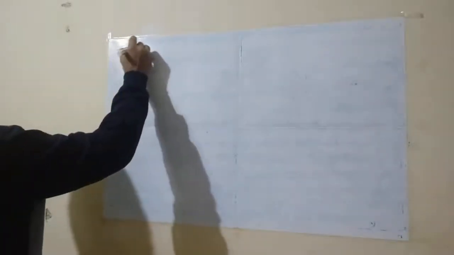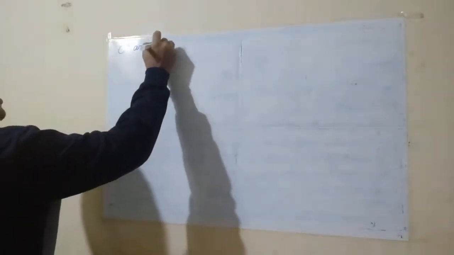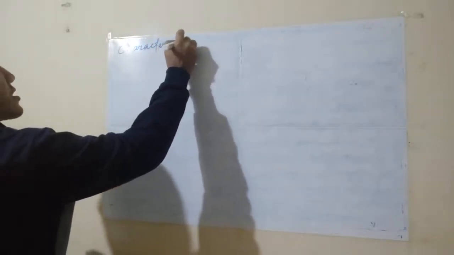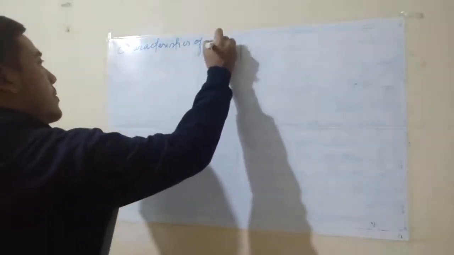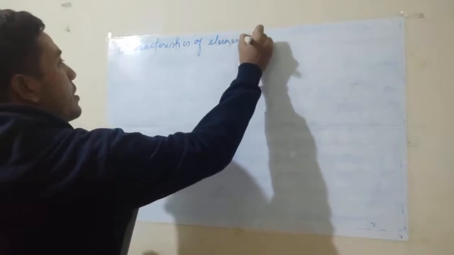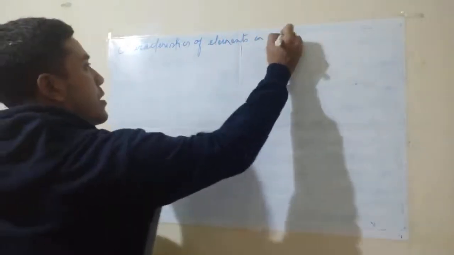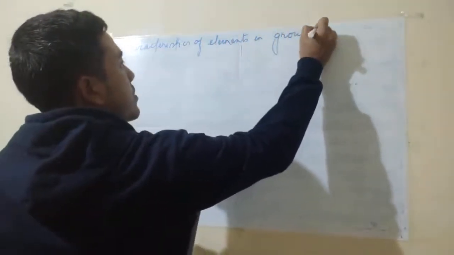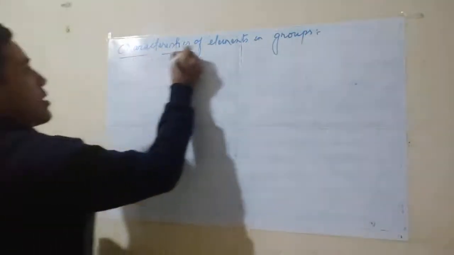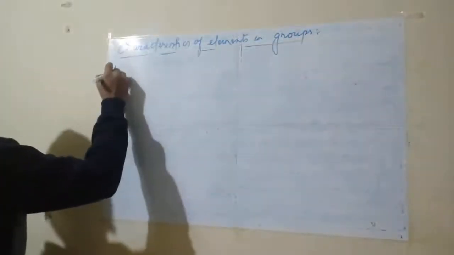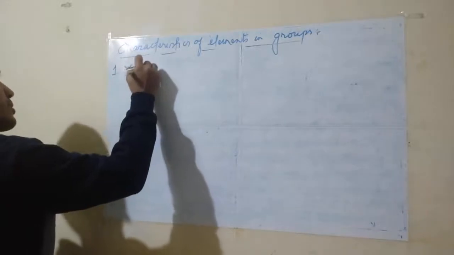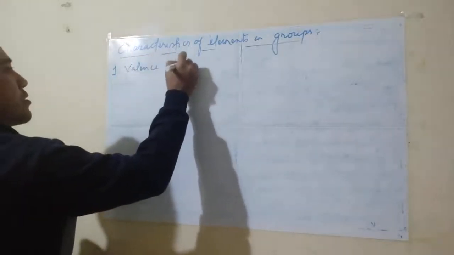Next is the characteristics of elements in groups. The first one is valence electron.